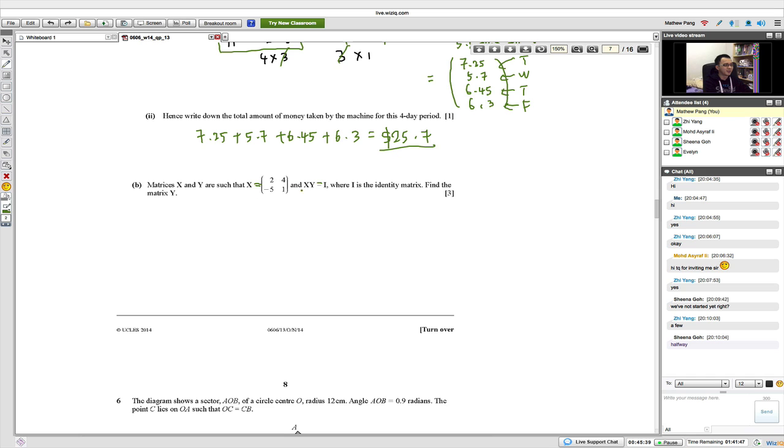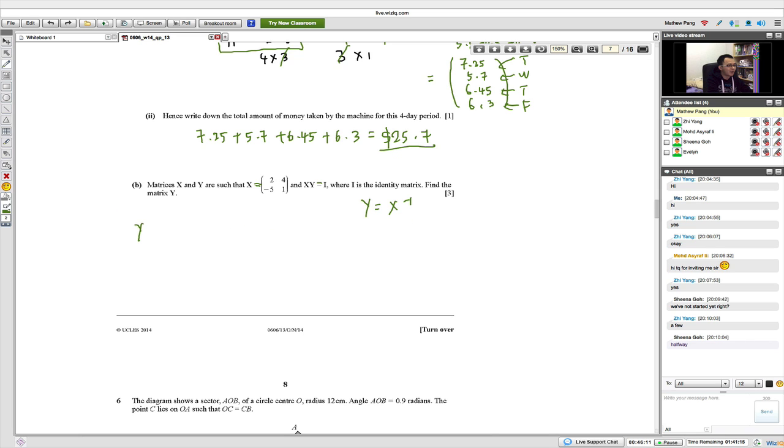So it's quite simple. If you understand XY equals the identity matrix, then Y itself is the inverse of X. Correct or not? Because X multiplied by the inverse of X gives you the identity matrix. So here I understand Y equals the inverse of X. So what I will do is just find the inverse to get Y. So I will write Y equals the inverse of X.